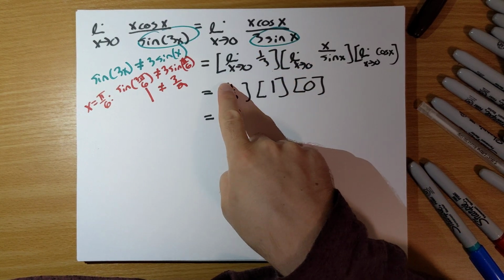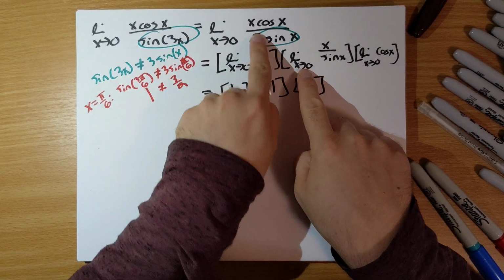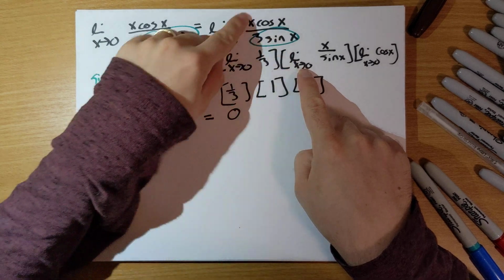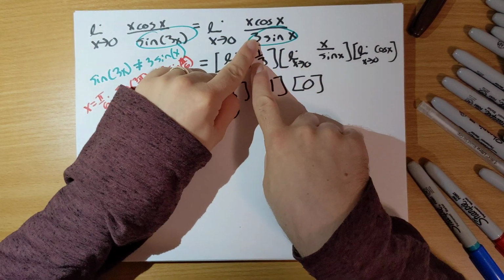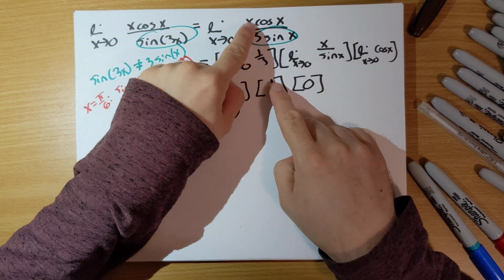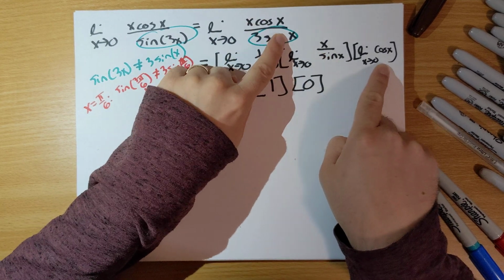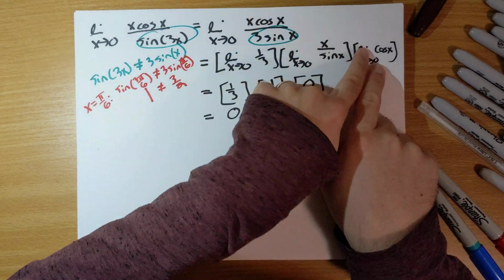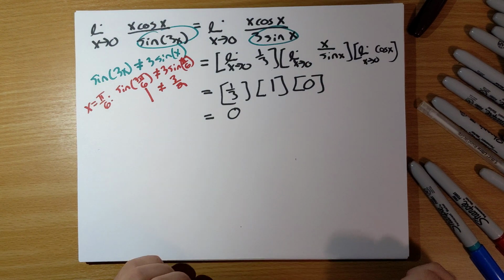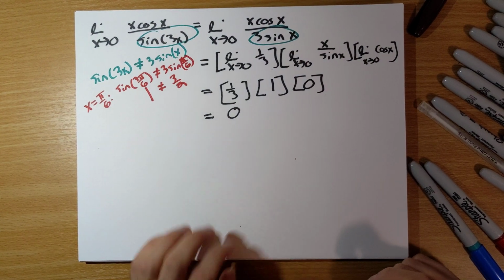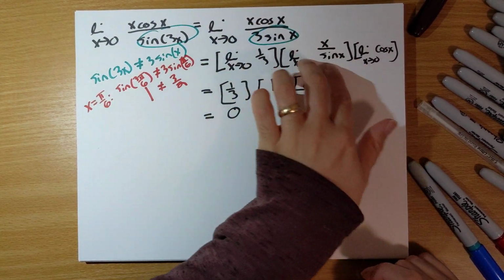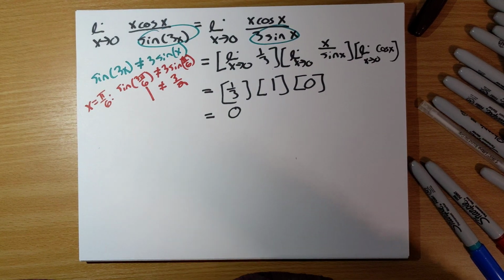When the student breaks up the thing we're taking the limit of, there's a 1/3, the 1/3 goes there. x over sine x goes there. The limit as x goes to 0 of cosine x goes there. Yeah, this is fine. This is using the product law for limits. We can break up this expression in 3 different ways.